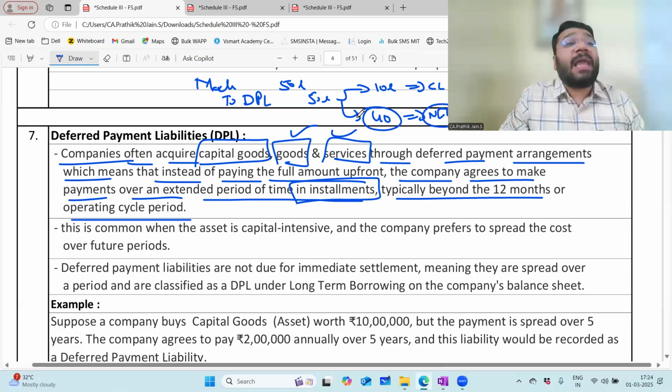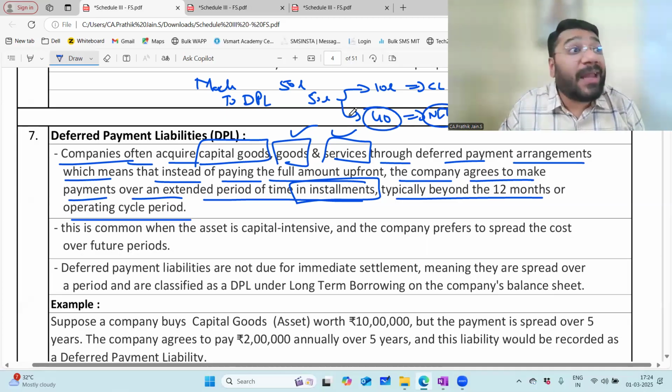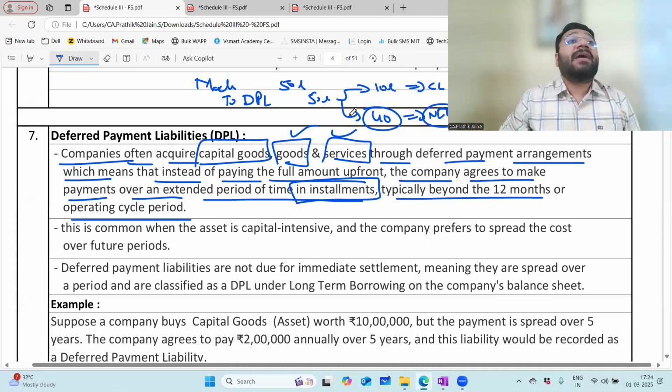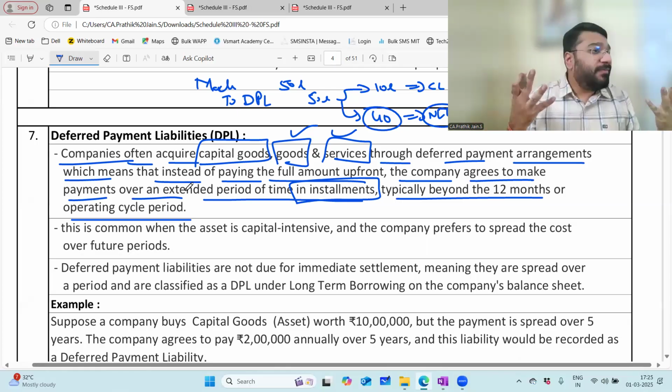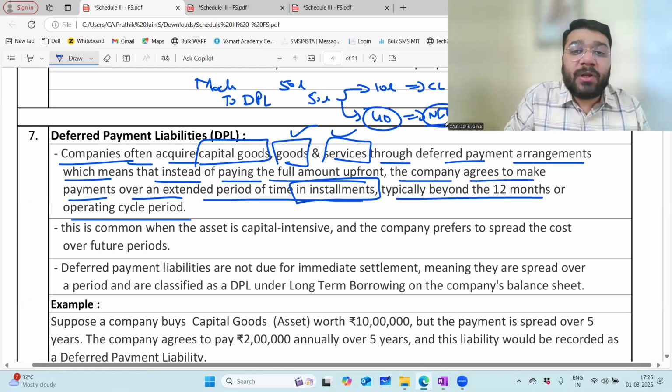So when this is non-current liability, where will you classify it under non-current liability? Long-term borrowing. Because this is a kind of loan that they have given. When somebody is telling you, you take the goods now, pay comfortably later, it is a kind of loan that they have given. And hence, this is a part of your long-term borrowing.